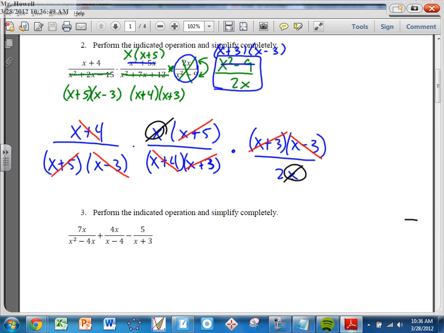So what are you left with up top? 2. X minus 2. Nothing. The answer is 2. No, x. One. Just one. Be careful. That's the common mistake there: one.